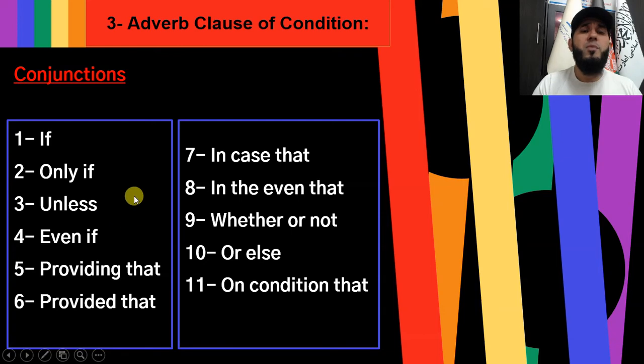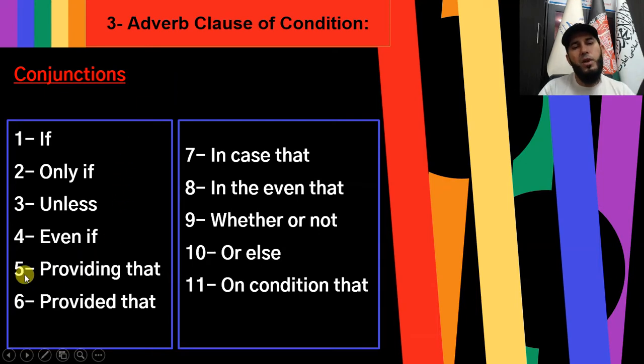Even if, when we use this conjunction, it means that according to the idea of the speaker, an action cannot take place no matter what the condition is. Even if you are a billionaire, you cannot buy extra life for yourself, okay? So according to my point of view, buying life for yourself, like you are supposed to die when you're 70, you cannot buy 10 or 20 more years for yourself. So even if you're a billionaire, you cannot live forever.